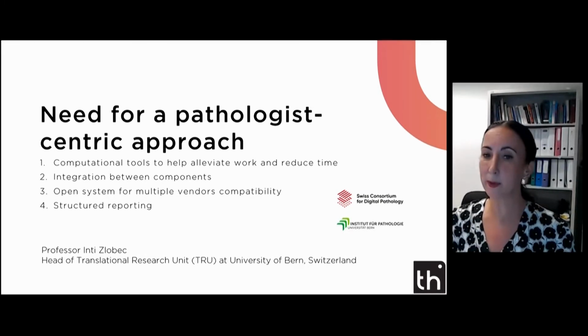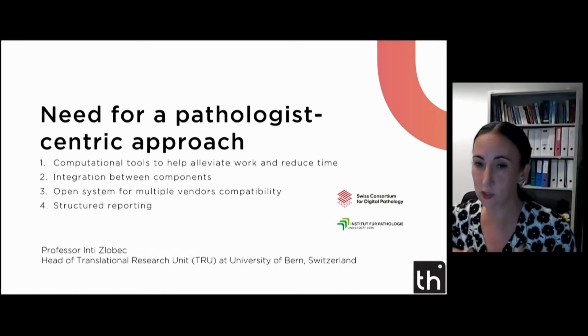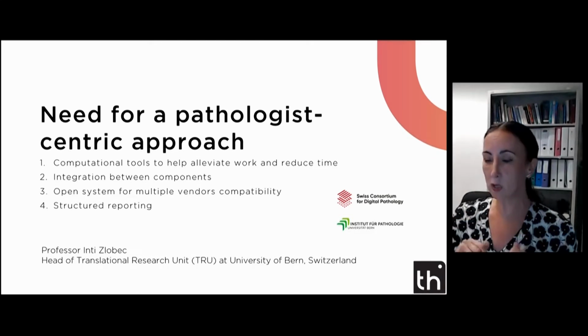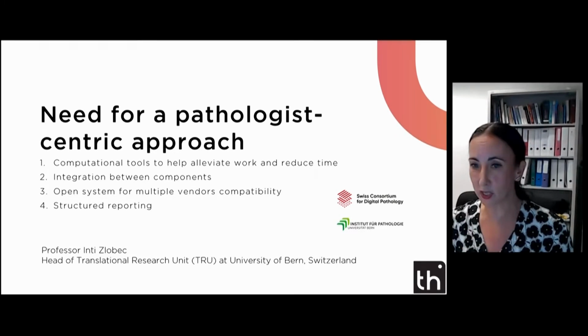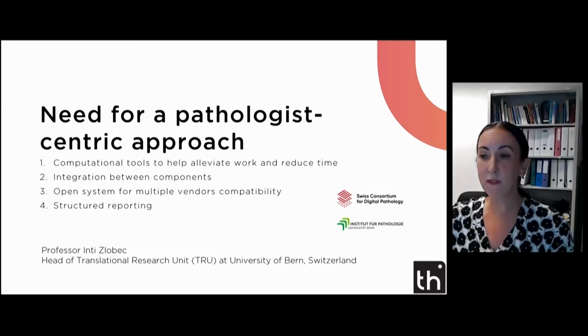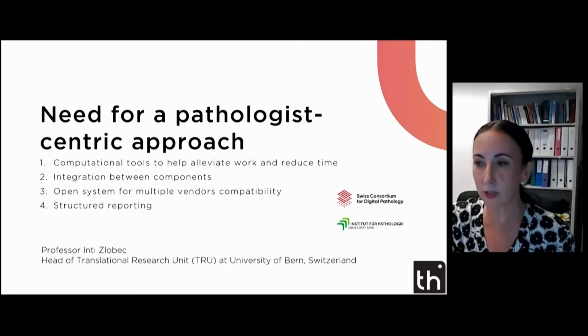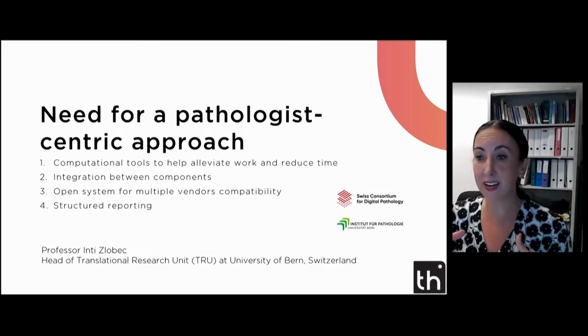The second point is about integration of different components. So let's assume we do have these AI algorithms being produced. Now it's time to really include those in a seamless workflow. Digital pathology is more than just a slide scanner. It was mentioned earlier. It starts at the time the message arrives at the pathology institute that there is a specimen there.